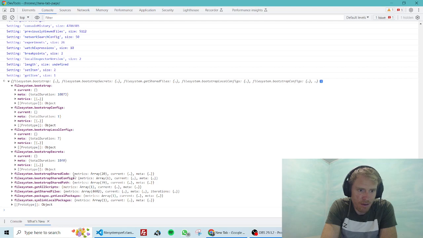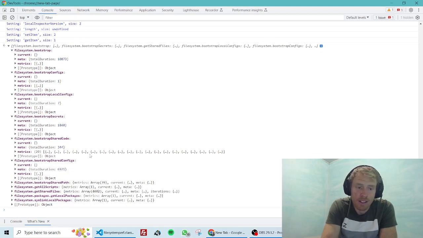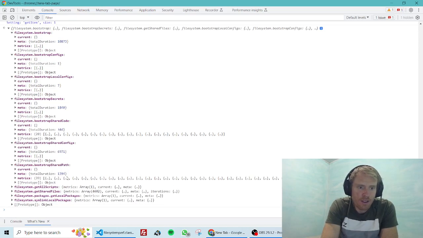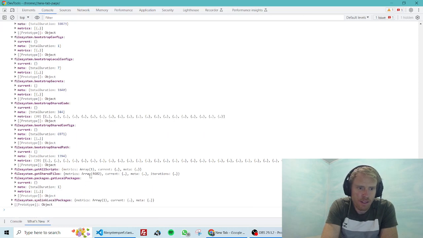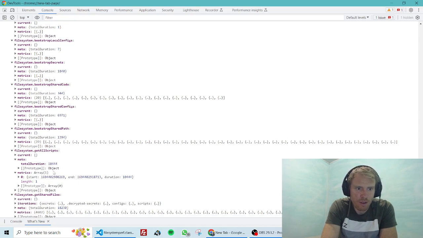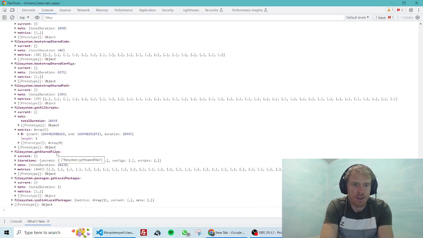Bootstrapping secrets, problematic. Shared code, not really. Shared configs, again, you can start to identify where stuff goes wrong. So once I started to look inside the shared files, it looked interesting, because once I dug into get all scripts, where the bulk of the time was, which is 10,000 milliseconds, I then noticed, if I did a stack trace, that it was in fact calling this get shared files function.